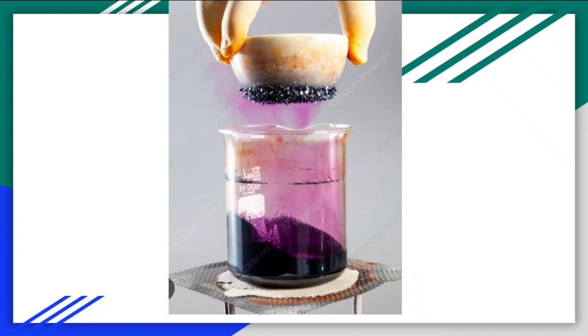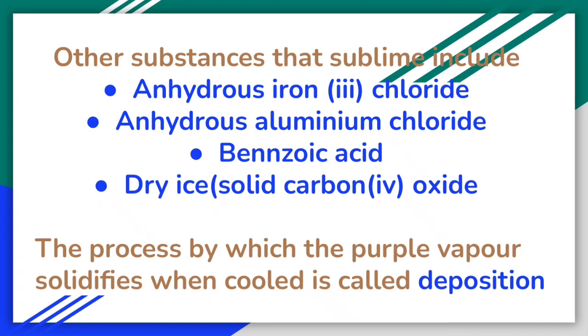Now we have some other substances that undergo sublimation when heated, and they include anhydrous iron(III) chloride, anhydrous aluminium chloride, benzoic acid, dry ice, which is also called solid carbon(IV) oxide.